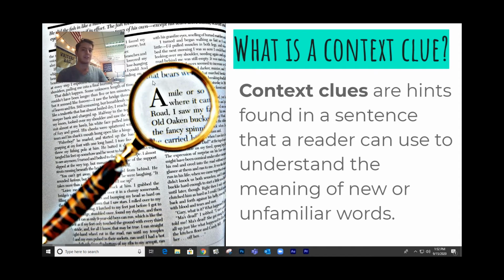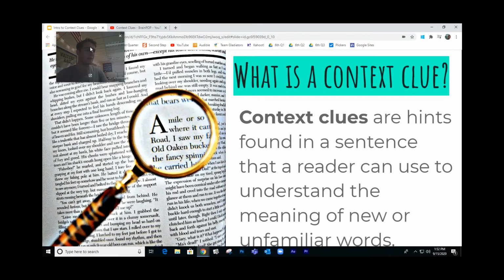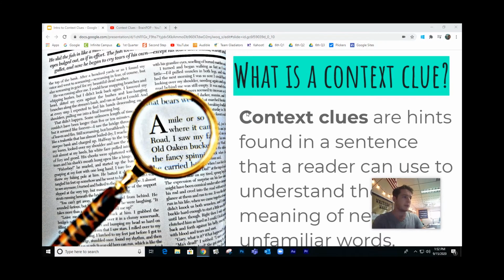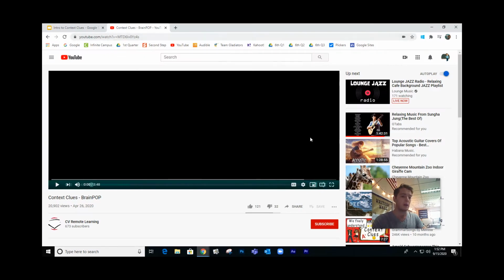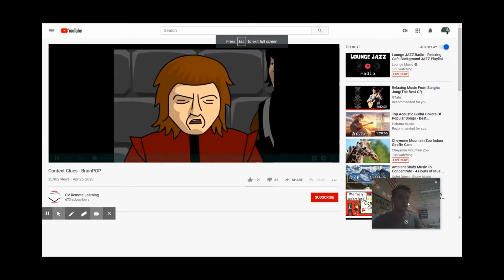Before we go into that, I actually have a short YouTube video to show you guys, and it does a good job of explaining what a context clue is. Wait for my computer to load here.